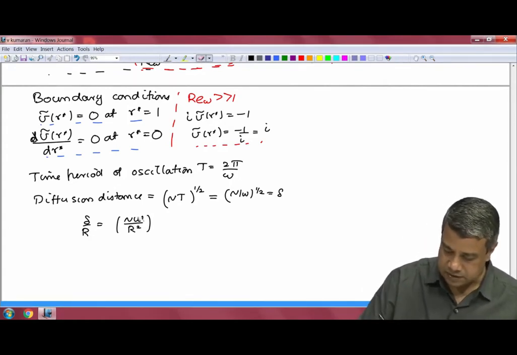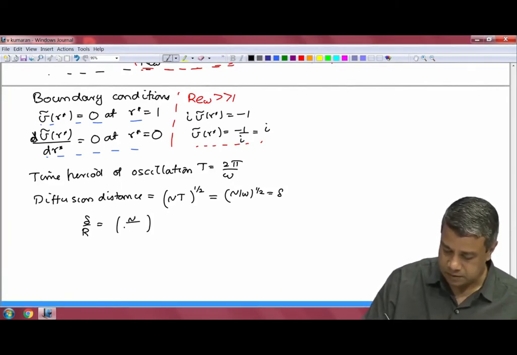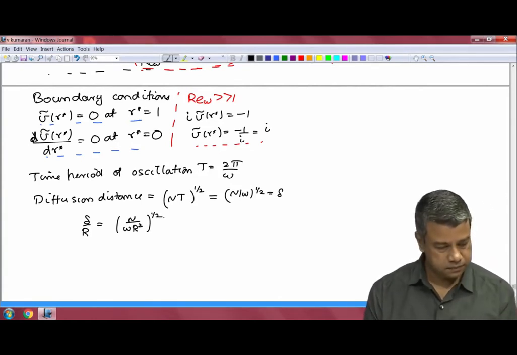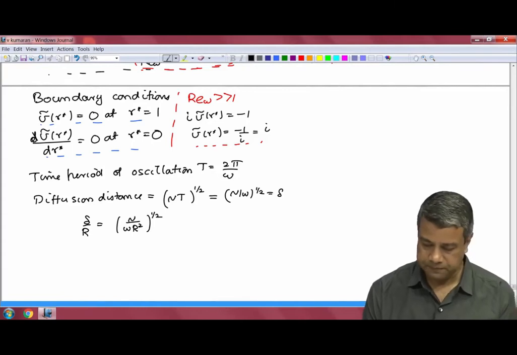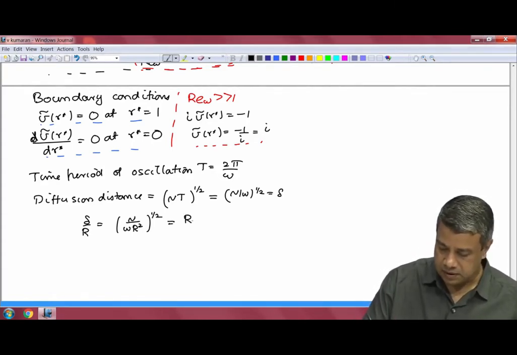So, therefore, this is equal to nu by omega r square to the power half. This is equal to Re omega to the power minus half.